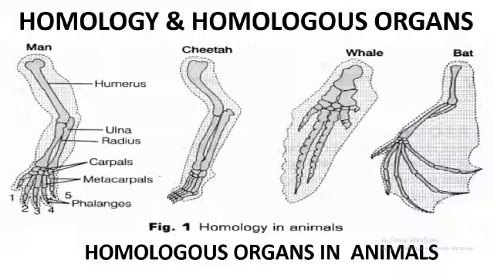But do they perform same function? No, their function differs. Man can use his forelimbs to do creative work. Cheetah uses it to run very fast and to catch his prey. Whale will use for swimming. Bat will use for flying. So even though basic structure is same, but functions are different.